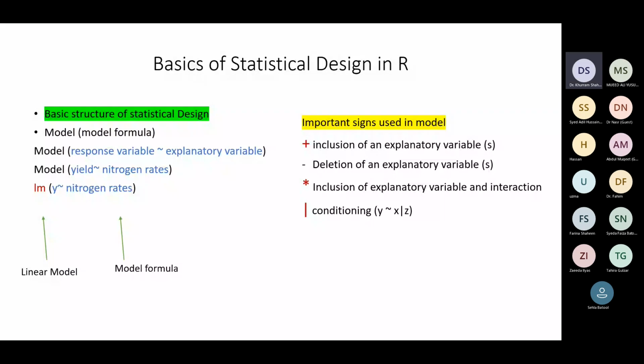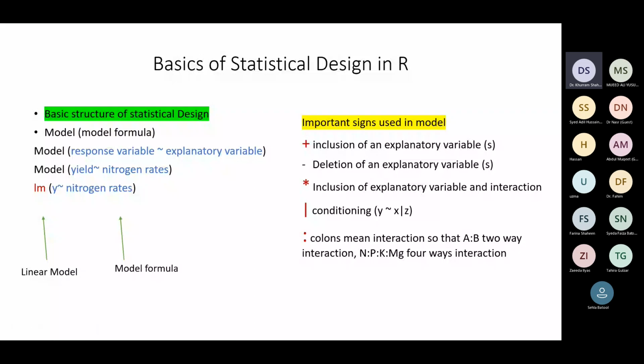And then is the colon sign. This will also show the interactions. Colon sign means interaction. So A colon B means a two-way interaction. If we have N colon P colon K colon magnesium, that is a four-way interaction. So the colon also shows you interactions, and the asterisk also shows you interaction.